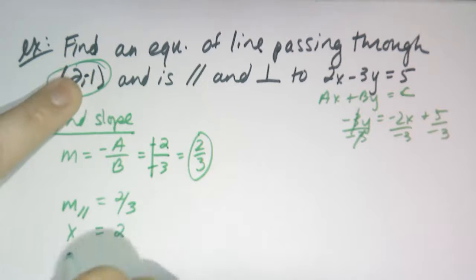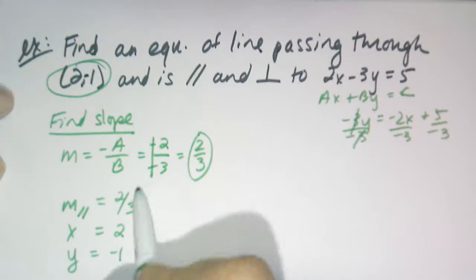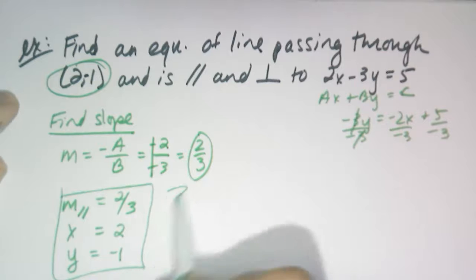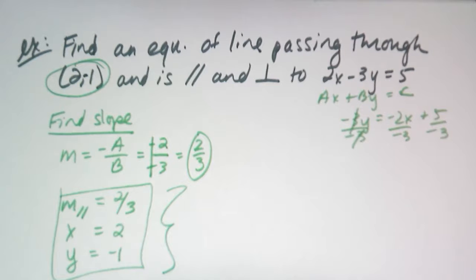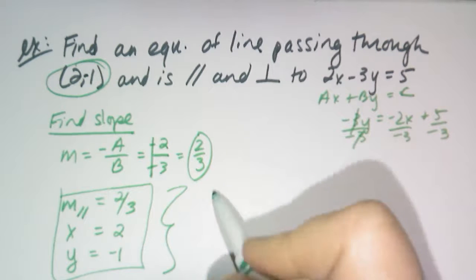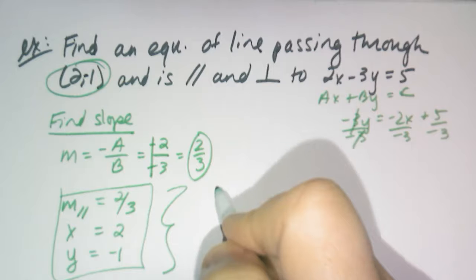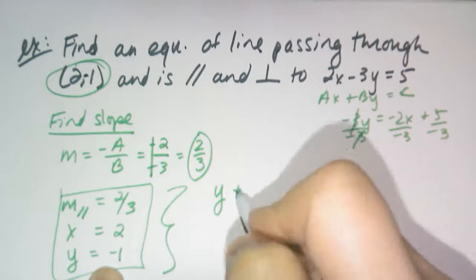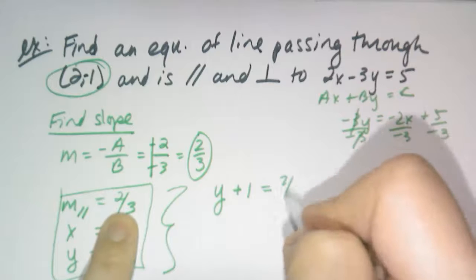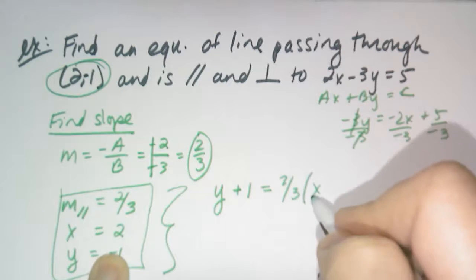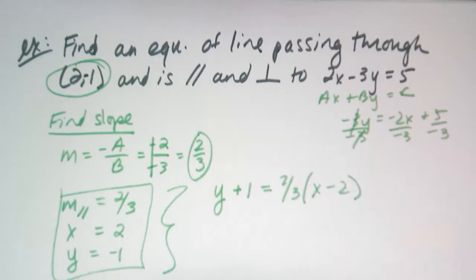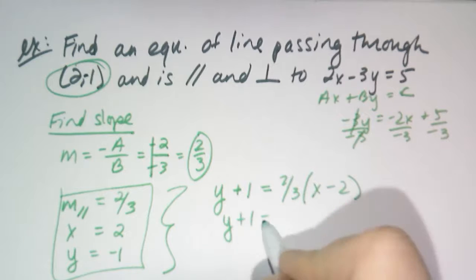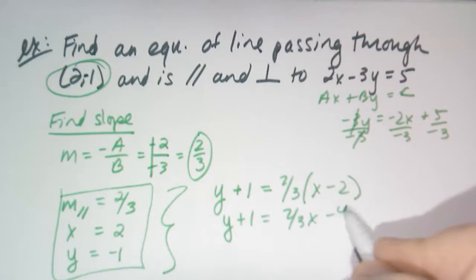I want to use my x that they told me to go through, which is 2. I want to use the y, negative 1. I'm going to plug these into y minus y1 equals m times x minus x1, so I use my point slope form. Y minus negative 1 equals m times x minus 2. Y plus 1 equals 2/3 x minus 4/3.